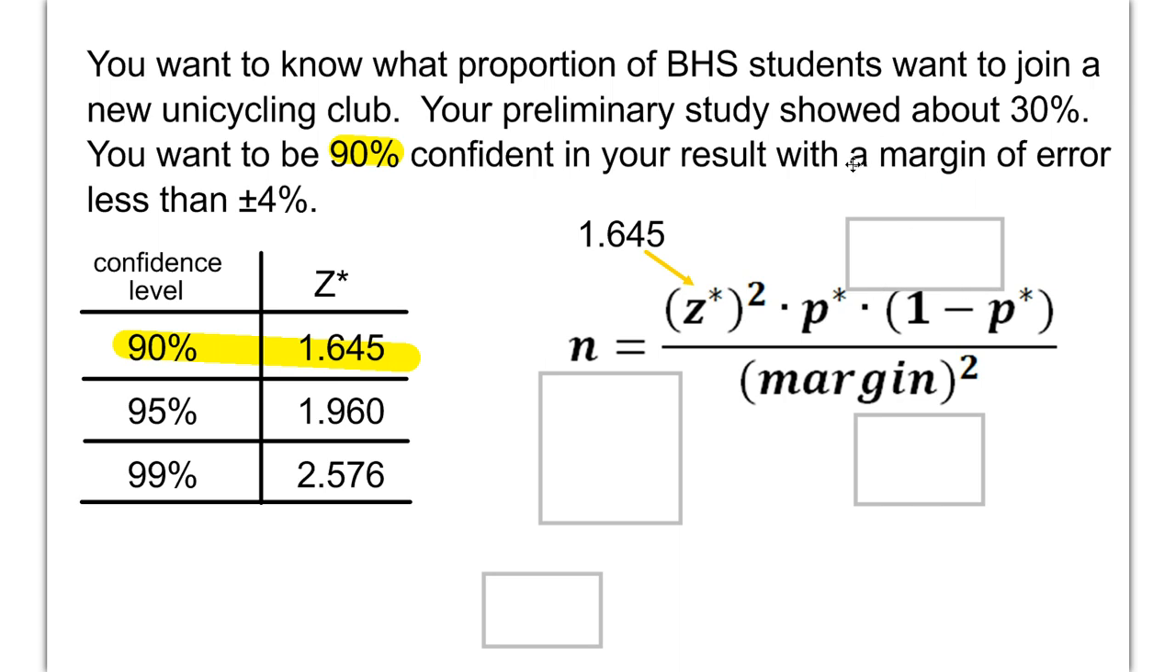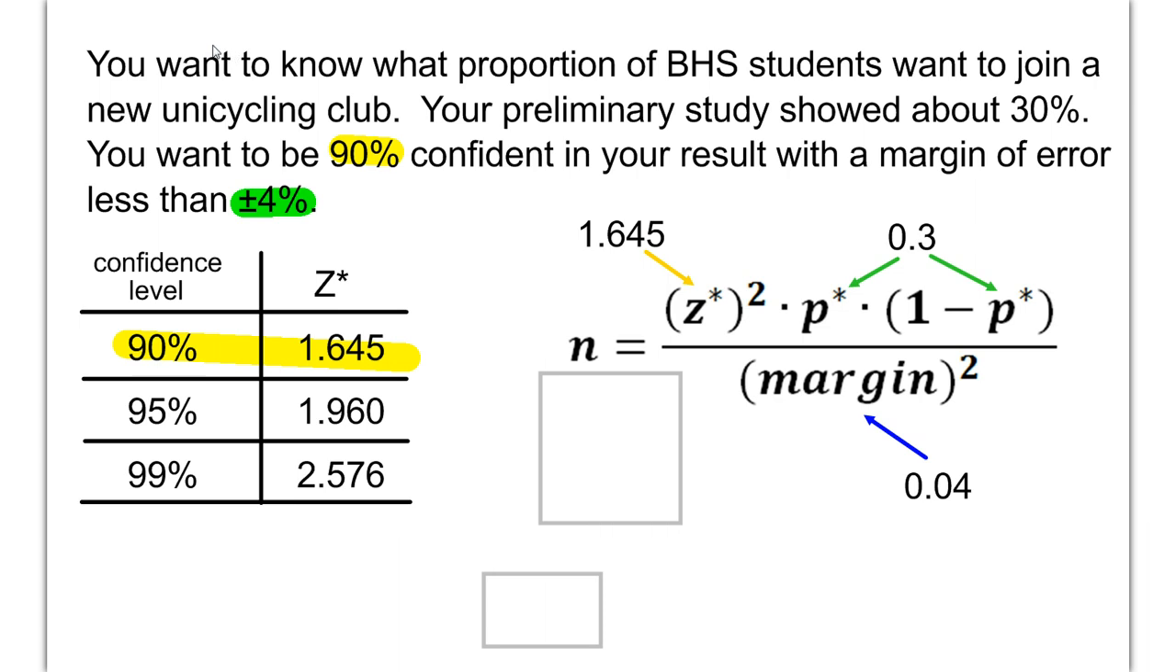P-star this time, we actually do have a data value. It says preliminary studies showed about 30%. So that means our p-star, we're going to use 0.3 instead of 0.5. So that'll allow us to get a slightly smaller sample because of that. Our margin of error says less than plus or minus 4%. So that's going to be 0.04 going down there.